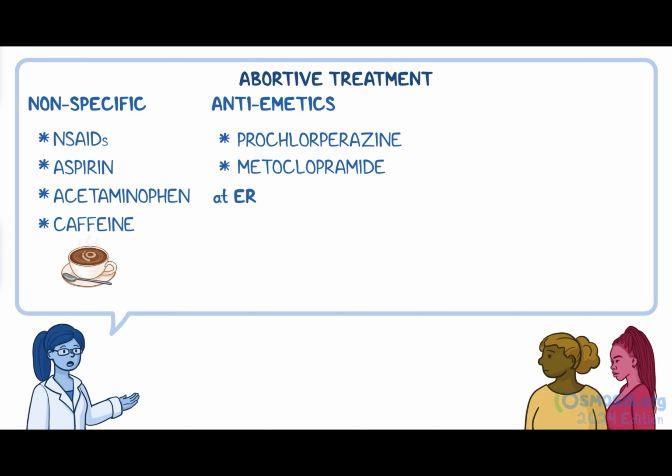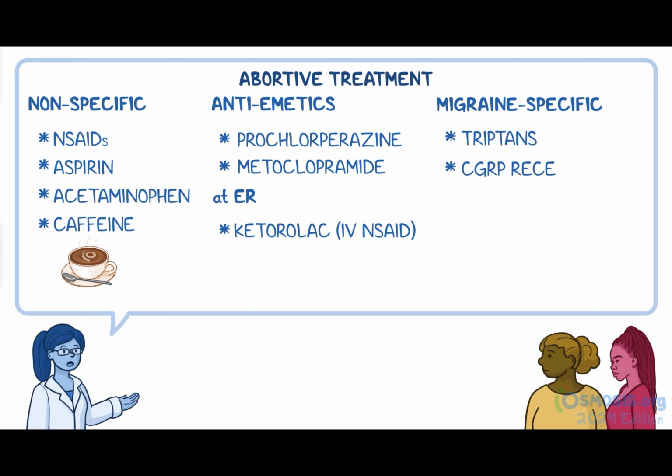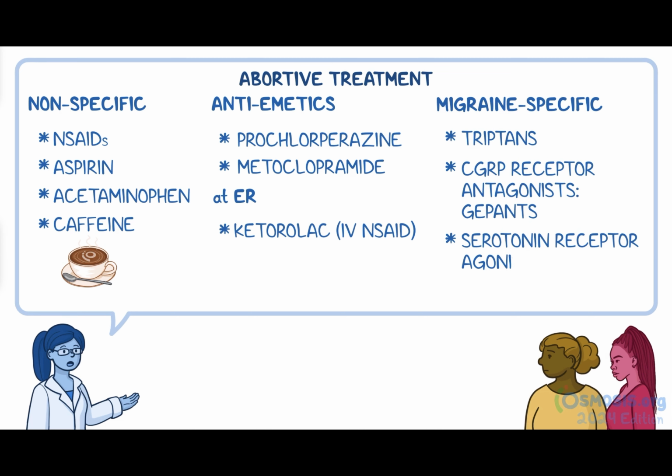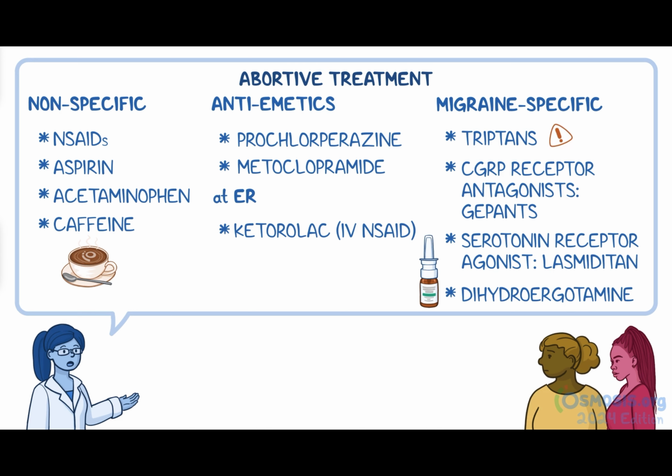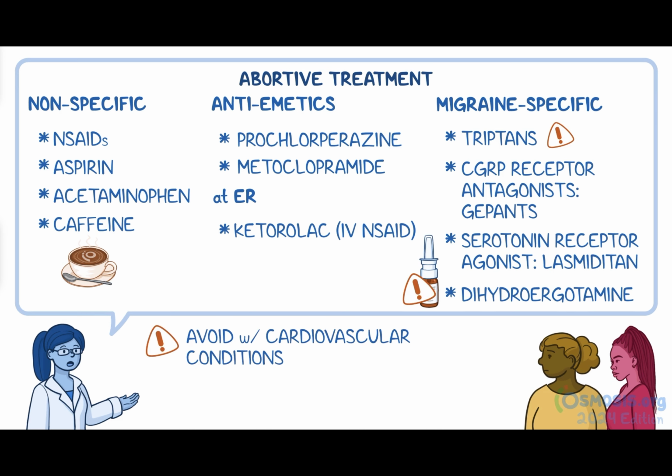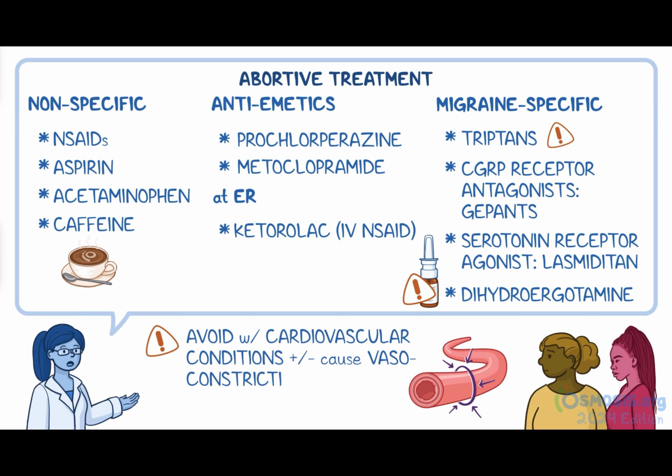In the emergency room, a popular NSAID to give is ketorolac because you can administer it intravenously. Migraine-specific medications include triptans, CGRP receptor antagonists known as gepants, a serotonin receptor agonist called lasmiditan, and dihydroergotamine, which is a nasal spray. You should avoid triptans and dihydroergotamine in patients with cardiovascular conditions because they can cause vasoconstriction.